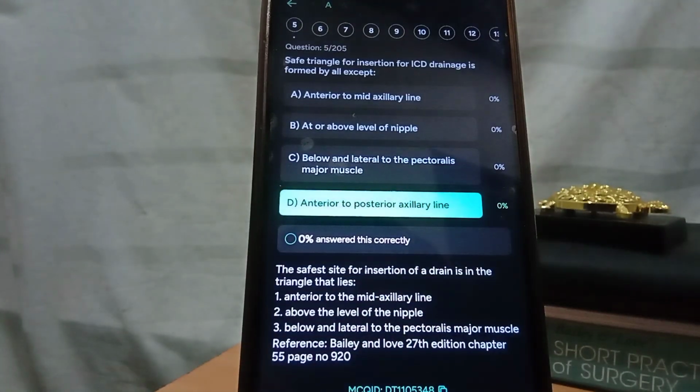Then safe triangle for insertion for ICD drainage is formed by all of the following except. The safest site for insertion of a drain is in the triangle that lies anterior to mid-axillary line, above the level of nipple, below and lateral to the pectoralis major muscle. So here options are anterior to the mid-axillary line, at or above the level of nipple, and below and lateral to the pectoralis major muscle. So the answer is anterior to posterior axillary line.